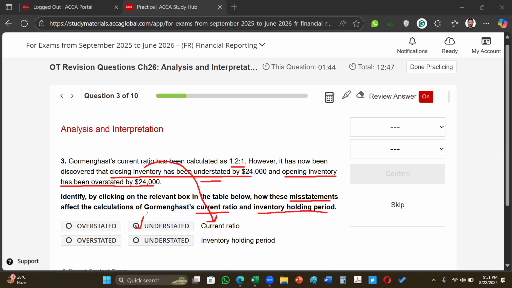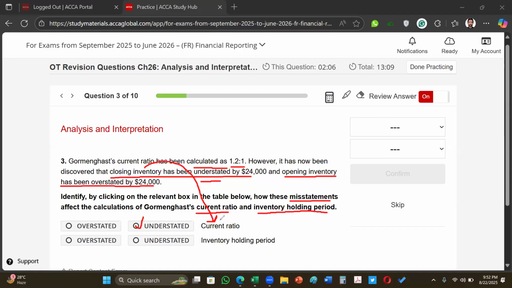Yes, students, I hope this makes sense. That is the first impact. The closing inventory goes to the current ratio because it is current assets divided by current liabilities. So in the current assets, we have the closing inventory, which is understated. So that would lead to an understated current ratio.